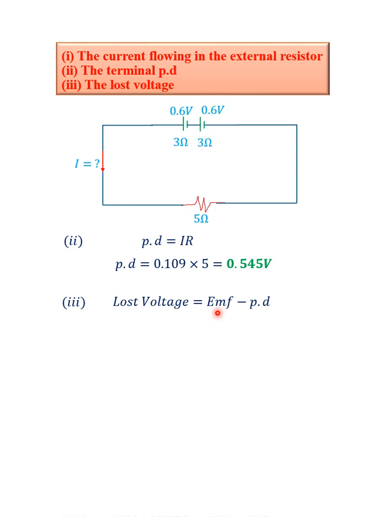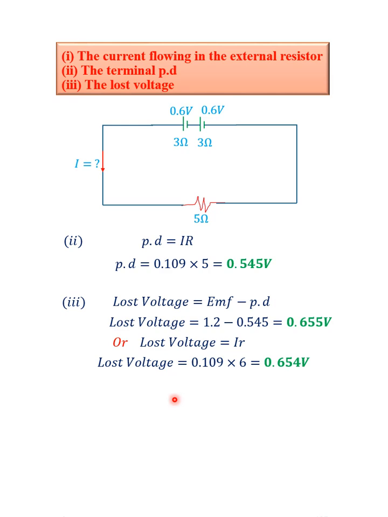So the lost voltage is equal to the EMF minus the PD. We calculated the EMF previously as 0.6 plus 0.6 to give us 1.2, minus the PD, 0.545, to give us 0.655 volts as the lost voltage in the battery. The lost voltage also means the voltage across the internal resistance of the battery. So you can calculate the lost voltage as the current times the internal resistance, and that will give us 0.109, which is the current, times 6, the internal resistance, to give us 0.654. So it's the same thing as this.